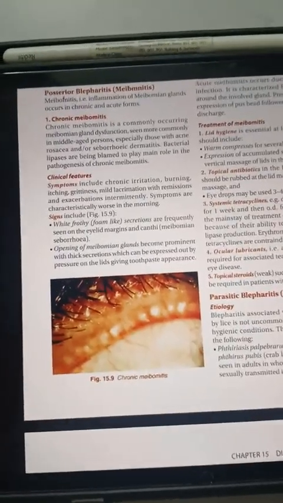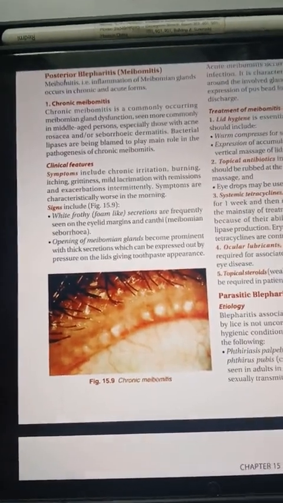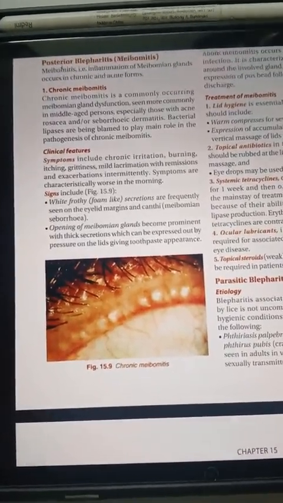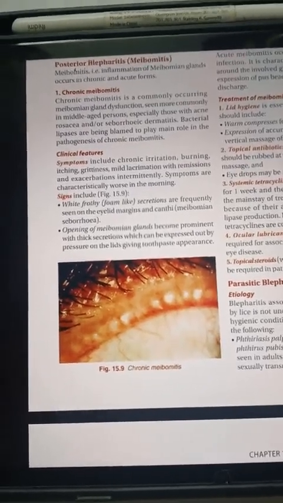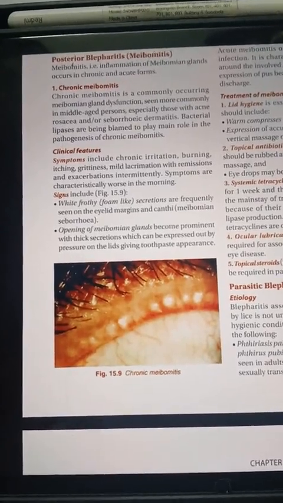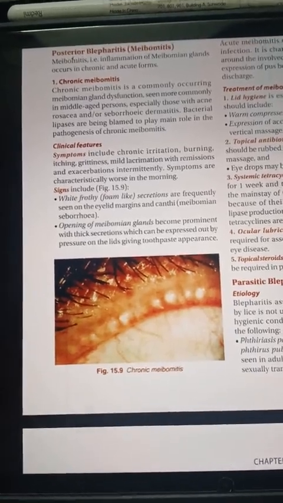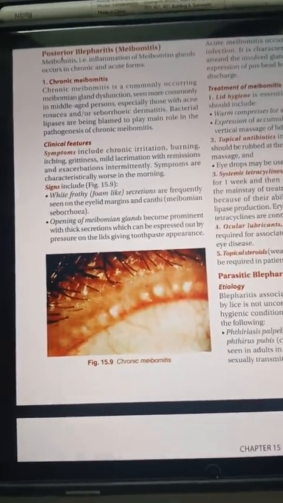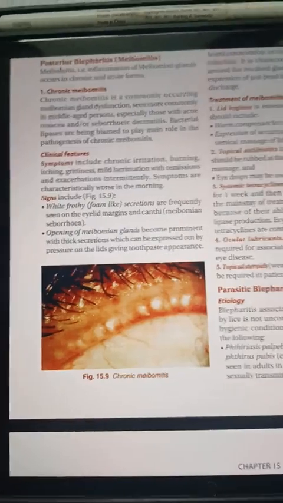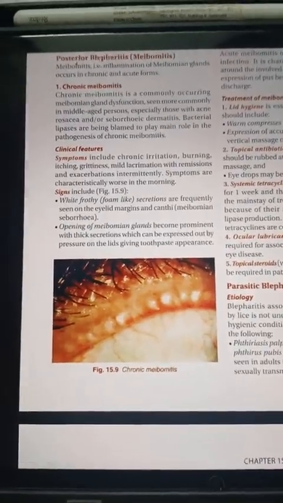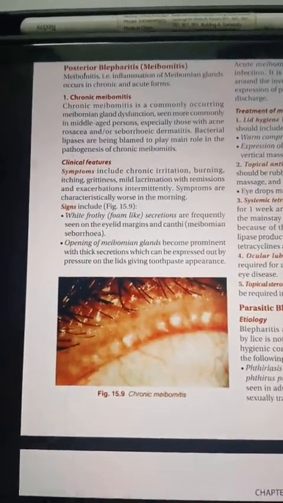Now we will talk about posterior blepharitis or meibomitis, that is inflammation of the meibomian glands. Meibomian glands are present at the sharp posterior border, that is behind the intermarginal strip. Meibomitis occurs in two forms, chronic and acute. Chronic is a commonly occurring meibomian gland disorder in middle-aged persons with acne, rosacea or seborrheic dermatitis. What are the clinical features? Symptoms are worse in the morning. They include chronic irritation, burning, grittiness, itching and mild lacrimation.